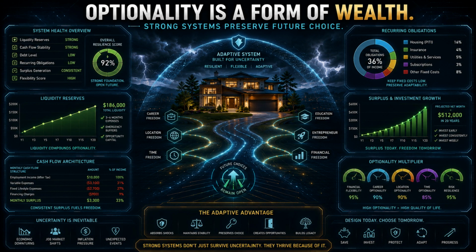Ultimately, resilient systems are not simply systems with high income, visible consumption, or expensive assets. Resilient systems preserve liquidity, flexibility, recurring surplus, and adaptive capacity. Because uncertainty is normal, economic cycles are normal, volatility is normal, and strong systems are designed not merely for stable environments, but for uncertain environments. The goal is not perfection. The goal is adaptability.